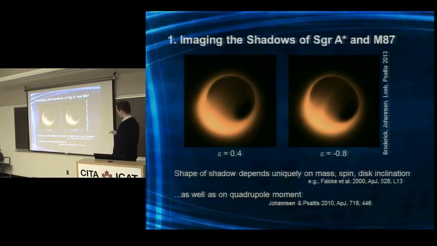Now it has been known for some time that the shadow, which is this part here, has a shape that depends uniquely on the mass, the spin, and the inclination angle of your accretion disk. What I showed is that this is also uniquely true for the quadrupole moment, or any kind of deviation that you introduce in this way. If you change the quadrupole moment, the shape of your shadow either gets more oblate or more prolate relative to the Kerr case.